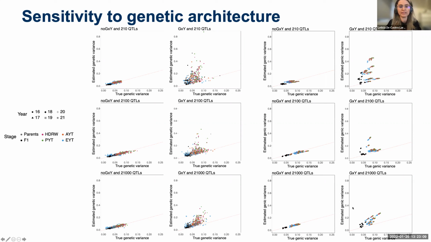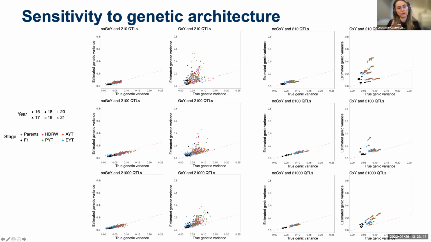For scenarios without this G by Y interaction, the estimates of genetic and genic variance were very much in line with the true values, so we can see that the dots overlap nicely with this red dashed line. And it was also largely insensitive to the number of QTLs. So we increased or reduced the number of QTLs, and this doesn't change much in this genetic and genic variance estimation.